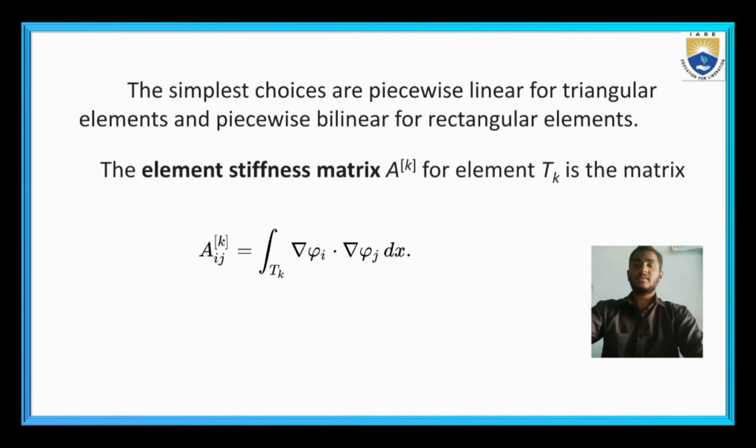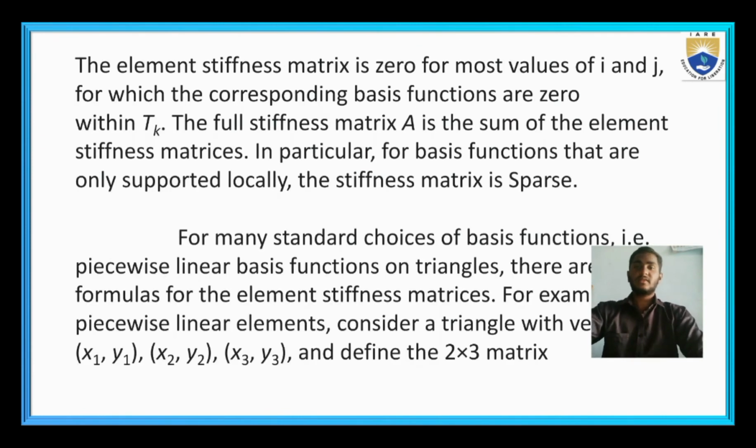The element stiffness matrix A^k for element Tk is the matrix aij^k equal to integral over Tk of delta phi i into delta phi j dx. The element stiffness matrix is 0 for most values of i and j, for which the corresponding basis functions are 0 within Tk. The full stiffness matrix A is the sum of the element stiffness matrices. In particular, for basis functions that are only supported locally, the stiffness matrix is sparse.